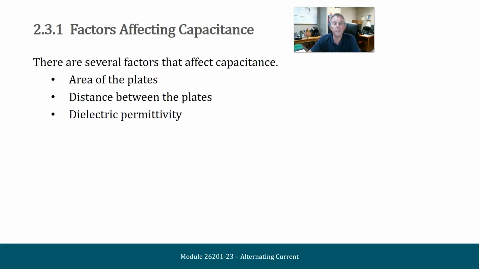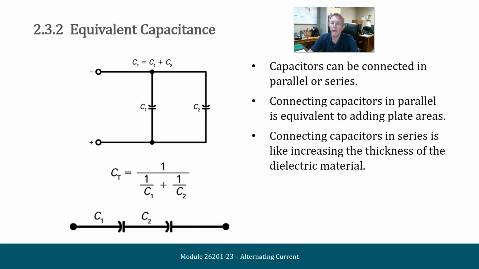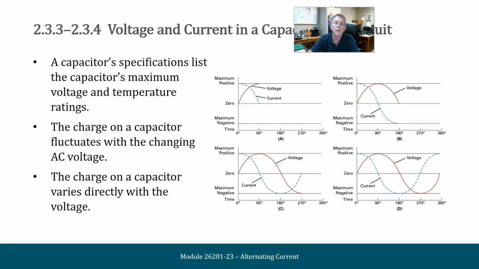There are several factors that can affect capacitance, such as the area of the plates, the distance between the plates, and the dielectric permittivity. Capacitors can be connected in parallel or series. Connecting capacitors in parallel is equivalent to adding plate areas. Connecting capacitors in series is like increasing the thickness of the dielectric material. A capacitor specification lists the capacitor's maximum voltage and temperature rating.